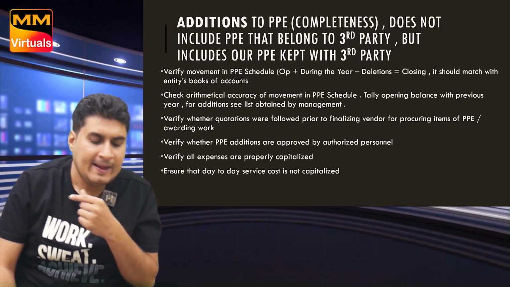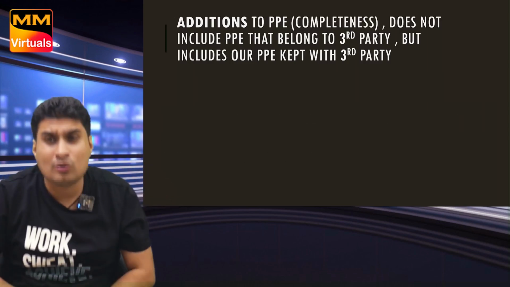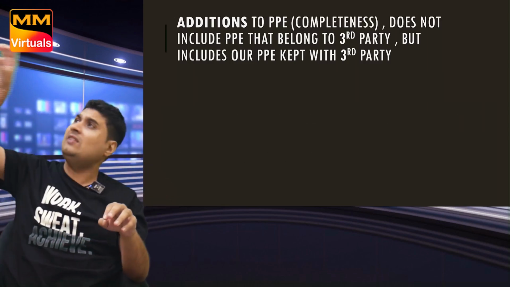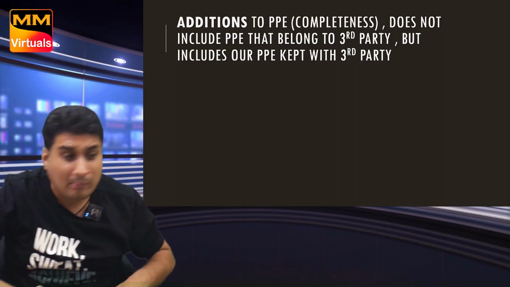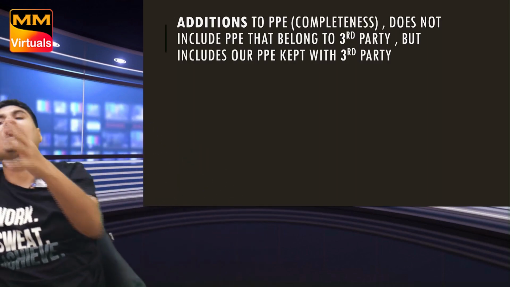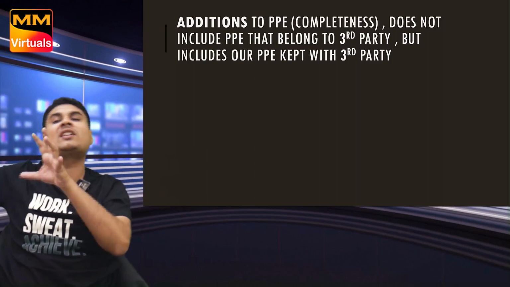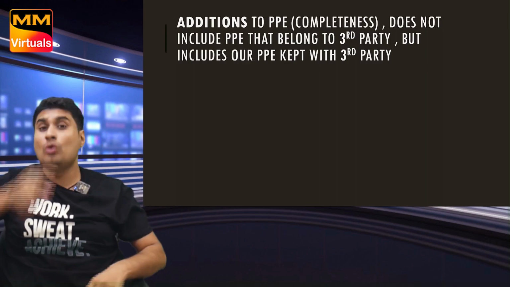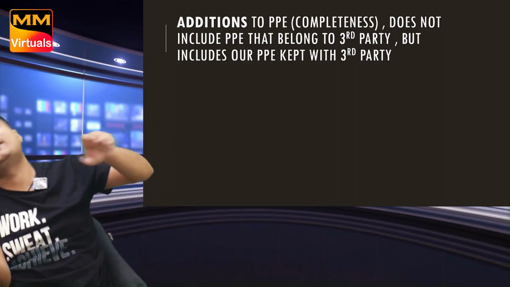Additions. We have to check additions. In additions, what do we need to include? Don't include third party additions. If anyone has kept goods at your godown, plant or property, don't include that. But if our assets are kept at another place, maybe we have kept our machine elsewhere because our factory was full, we have to include that. Don't include third party additions, but if our additions are kept at a third party, then we have to include them.